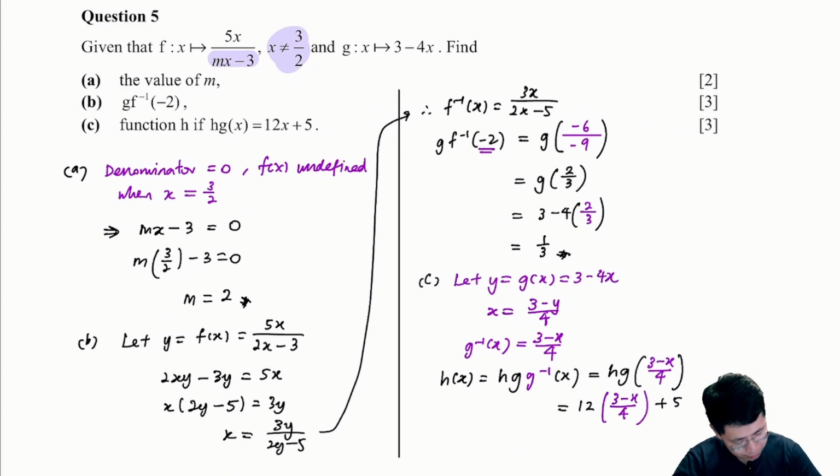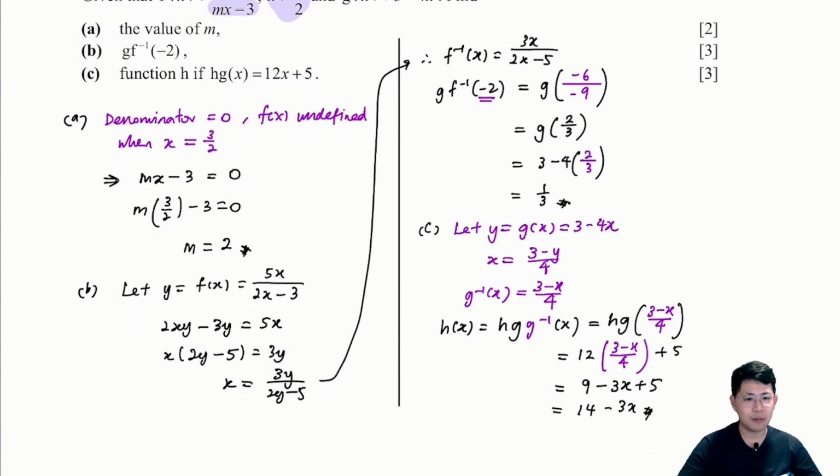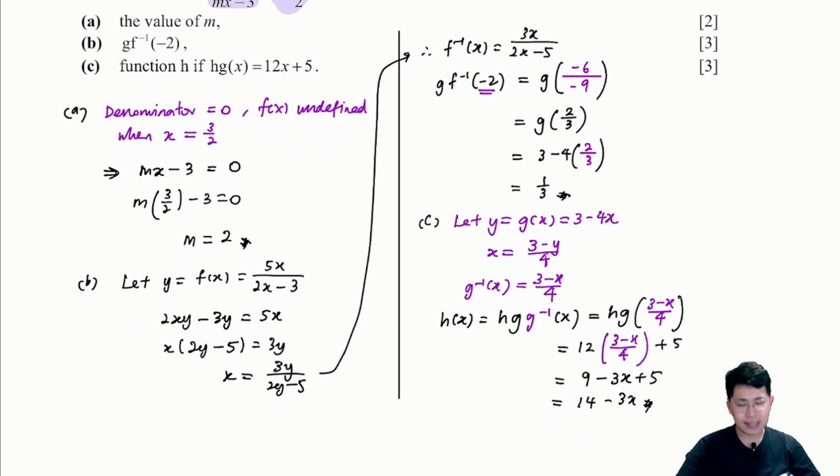Right. So then simplifying this, I will get 9 minus 3x plus 5. So this is 14 minus 3x. Okay, so this one over here would be our answer for hx. Okay, so there we have it. This is question 5.